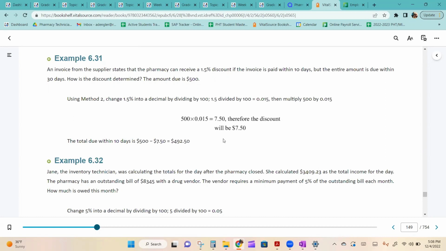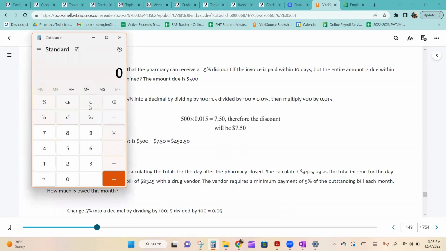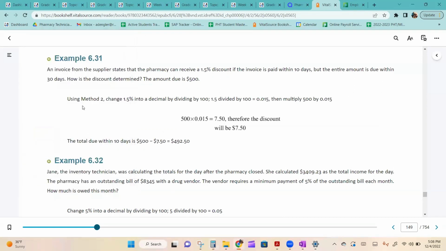So again, they just took 1.5 and divided by 100, and got 0.015 and then multiplied it by 500 to find out that the discount was 7.50. And then the total due within 10 days: they took the 500 and subtracted the 7.50 they would save if they paid it within 10 days, and it's 492.50.